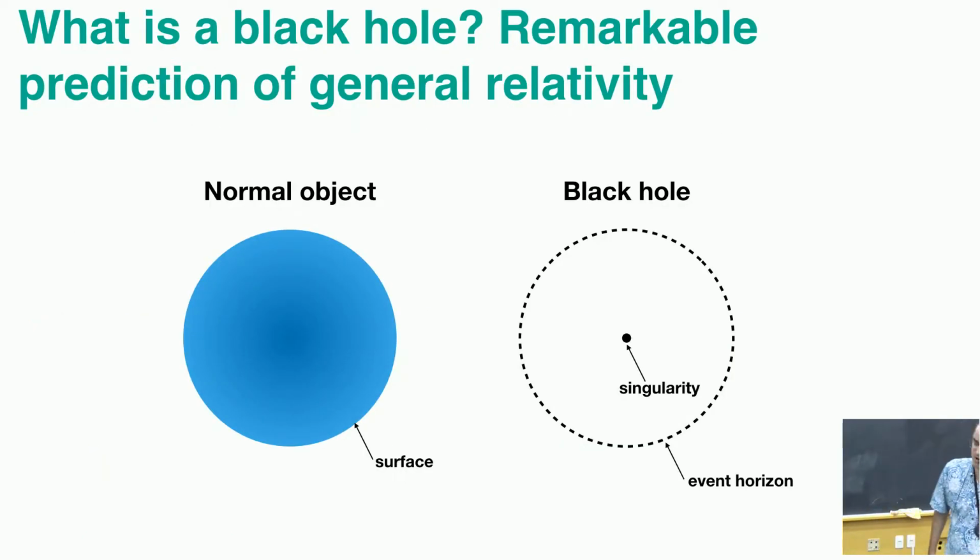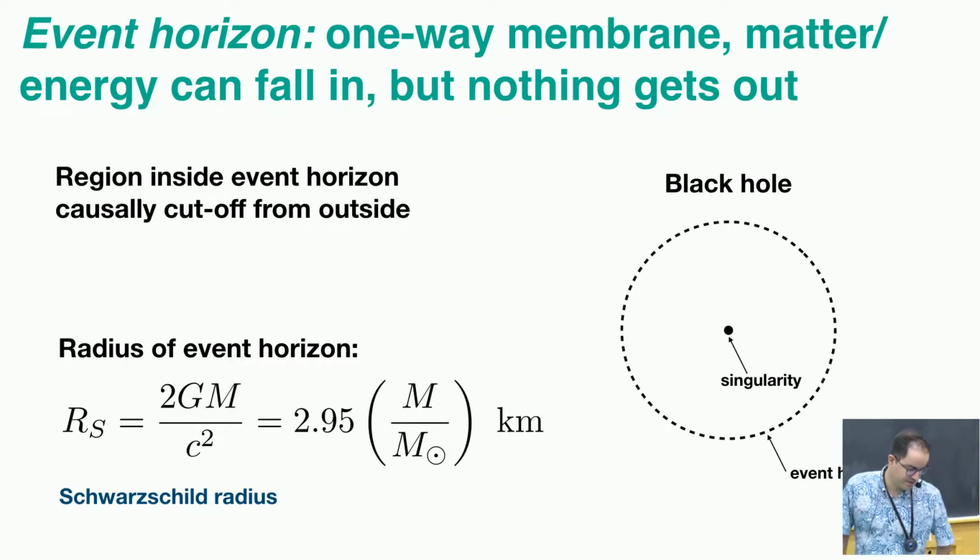So what is a black hole? A black hole is a remarkable prediction of relativity, in the sense that it has such speed that not even light can escape from its gravitational attraction. And so you have this horizon, and at the center you have the physical singularity. The event horizon is a one-way membrane, so matter and energy can fall in, but can never get out, at least with classical processes.